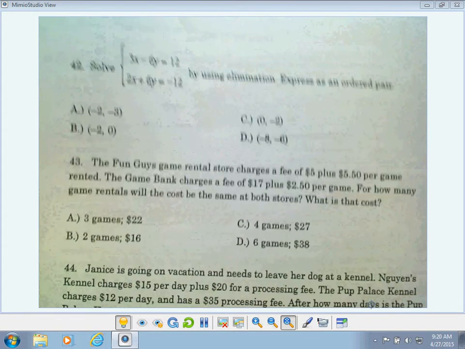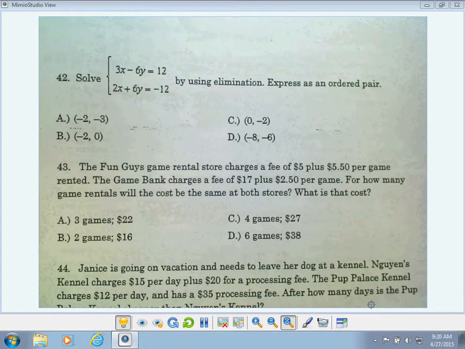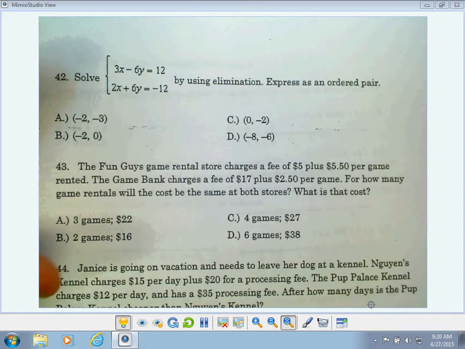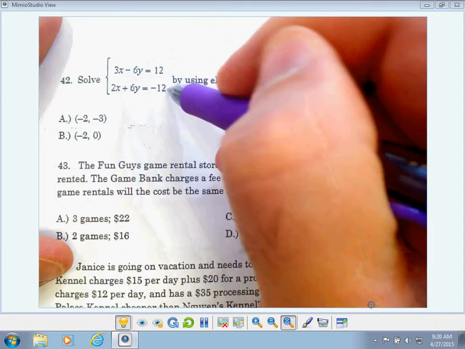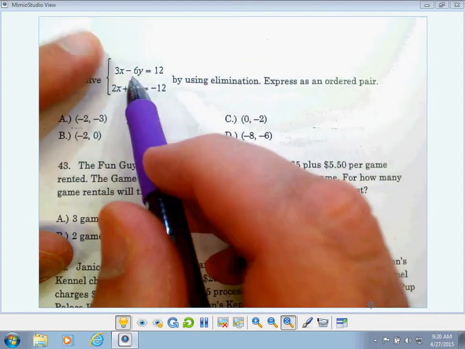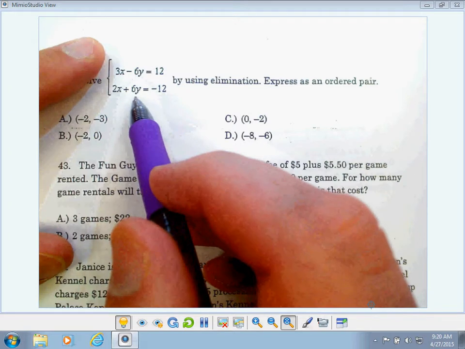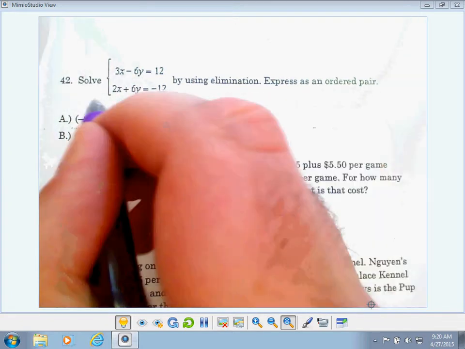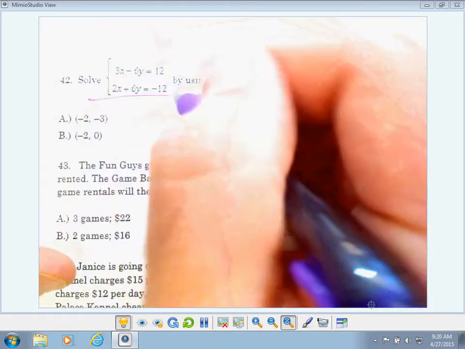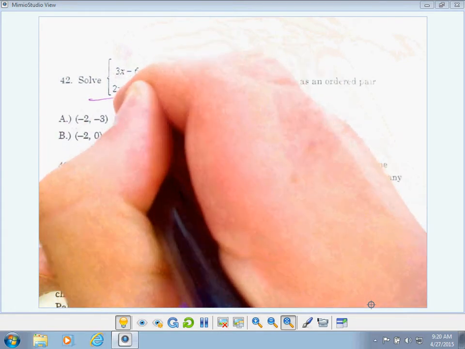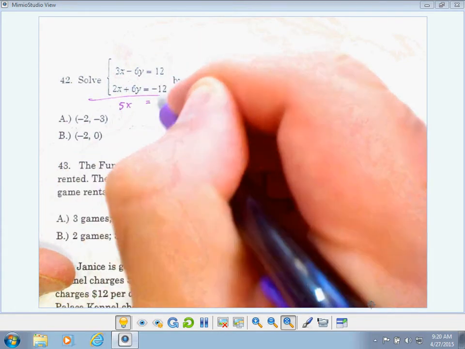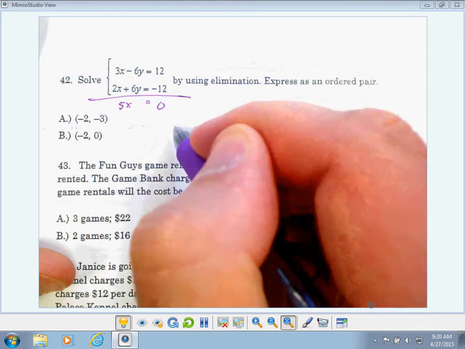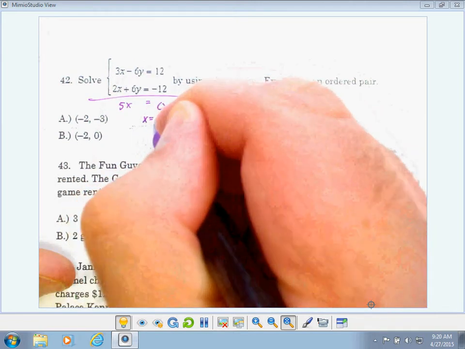Number 42 asks us to do this one by elimination, and they actually set it up perfectly for us. We can see x's, y's, and numbers lined up, and the negative 6 and positive 6 would cancel right away, so we don't even have to change these. We can just combine them top to bottom. 3x plus 2x is 5x. These cancel, and 12 plus negative 12 is 0. So if we divide, x is 0.